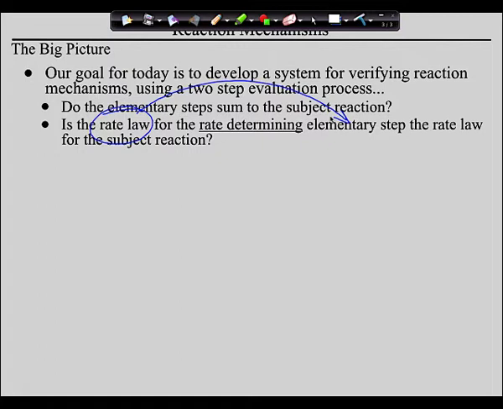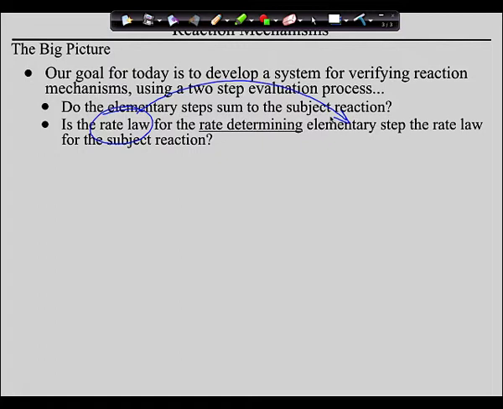So guys, again, the big idea is this. We're going to learn to verify mechanisms. Two-step process. Step number 1, do they add up to the overall reaction? To really understand that, we're going to go back and revisit elementary steps. Then guys, number 2 is the tricky part. Does the rate law for the elementary step, which you now understand can be written from the balanced equation, match the rate law for the overall reaction, which can only be written from experimental data? Got it? Here we go.